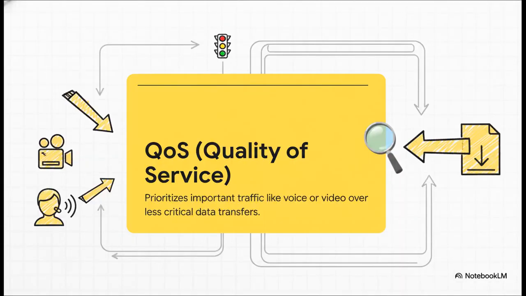And our third superpower is QoS, which stands for Quality of Service. This one is all about setting priorities. Think about it. Is an important video conference with a client more critical than someone in sales downloading a huge presentation file? Yeah, of course it is. QoS lets a network admin create an express lane, ensuring that time-sensitive stuff like video and voice calls always get the bandwidth they need to run smoothly, no matter what else is happening on the network.